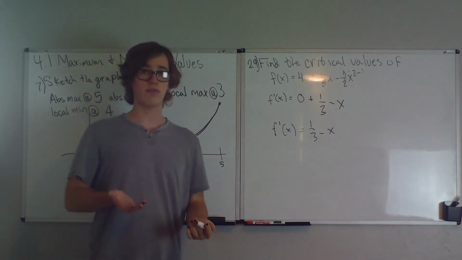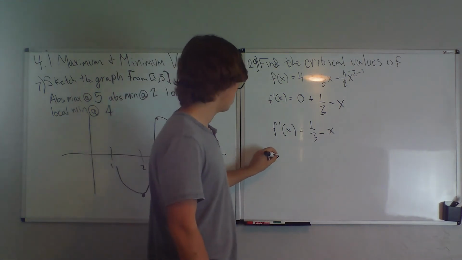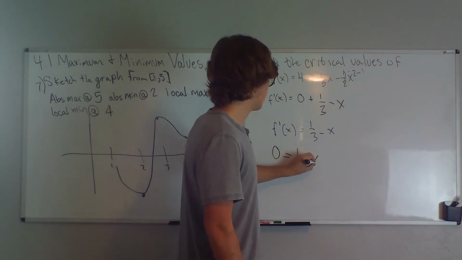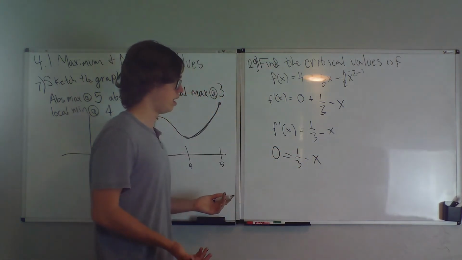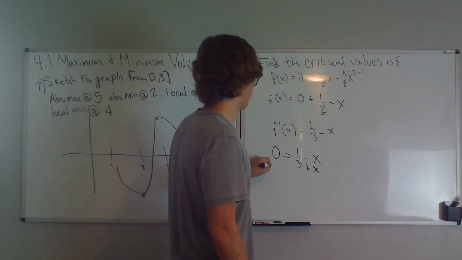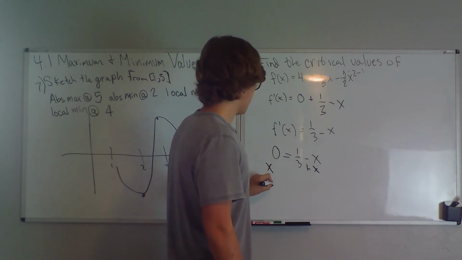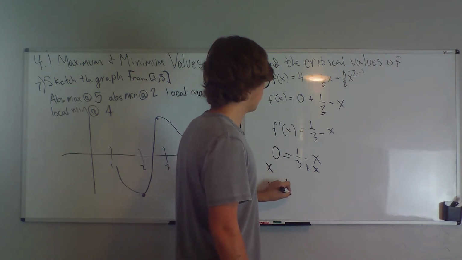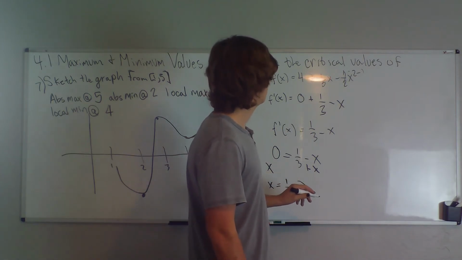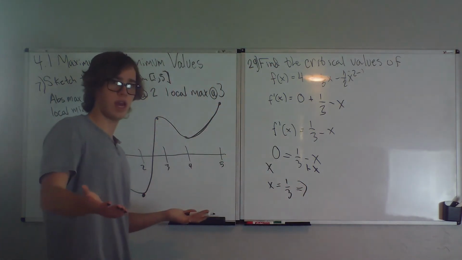Then, how do we get our critical values? We set it equal to 0. And we do 0 is equal to 1/3 minus x. Okay? And then now we just solve for x. We add x to both sides. And we get x is equal to 1/3. So then we get that our critical values are, okay, what do we do next?